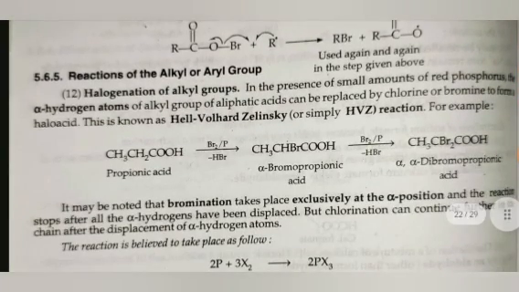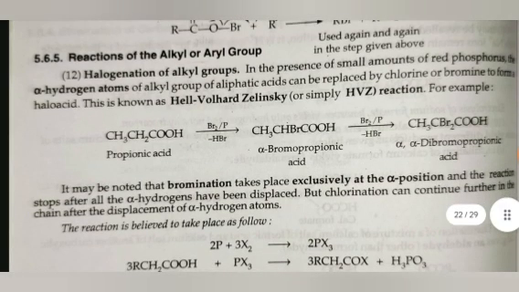Halogenation of the alkyl group in the presence of a small amount of red phosphorus. The alpha hydrogen atom of the alkyl group of an aliphatic acid can be replaced by chlorine or bromine to form the halo acid. This is known as the Hell-Volhard-Zelinsky, or simply HVZ, reaction.